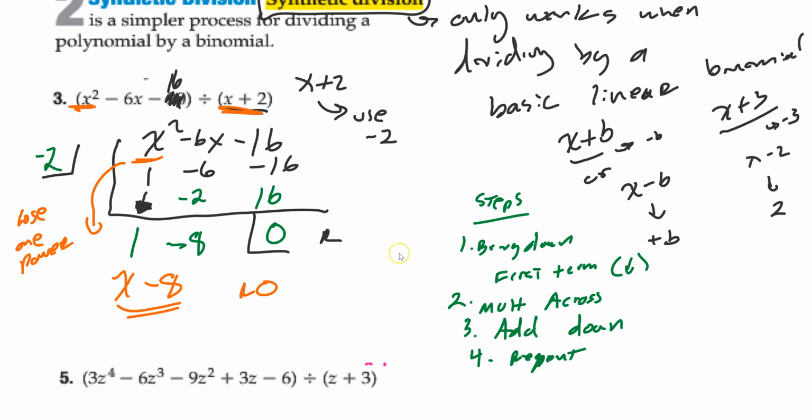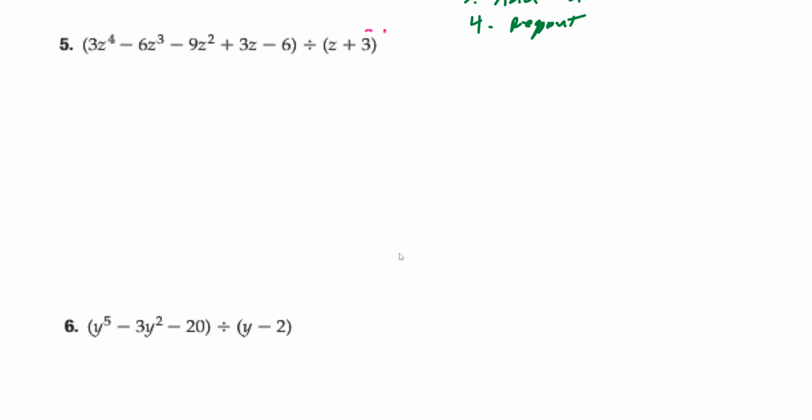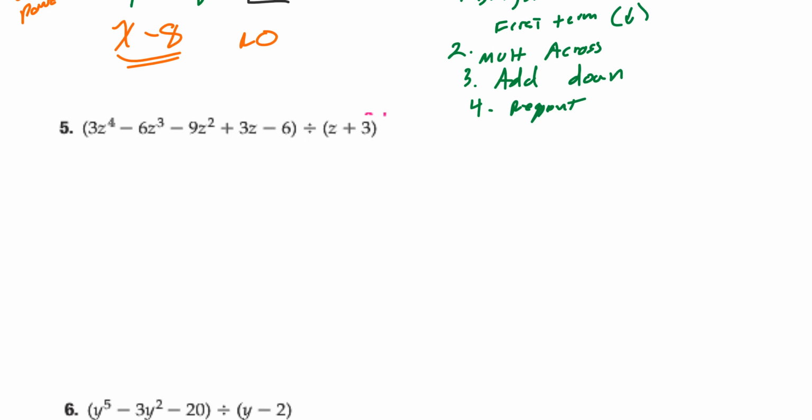So let's do one more example to make sure we got this. So this one right here. Again, first thing we do is rewrite it. So I'll rewrite it: 3z minus 6z cubed minus 9z squared plus 3z minus 6.